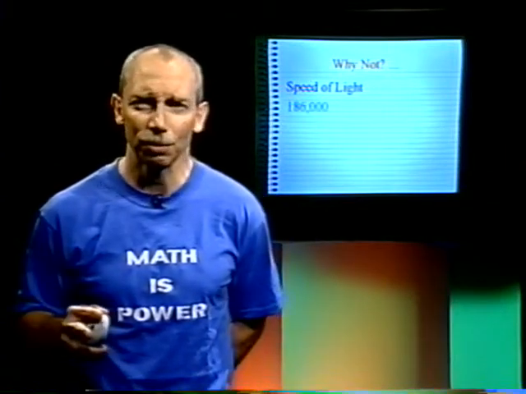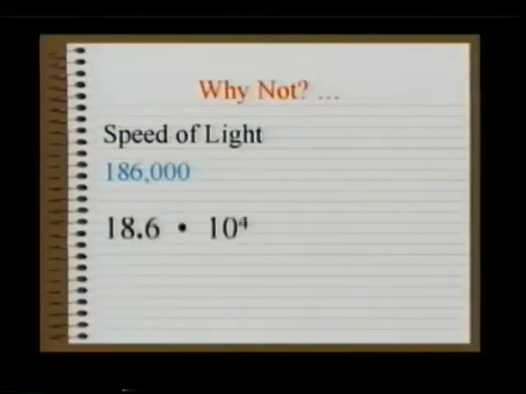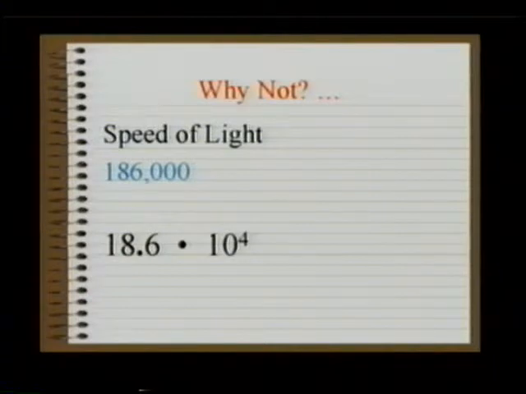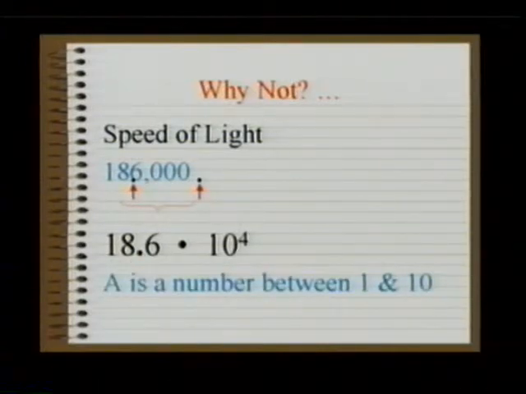Just in case you're confused, why not write the speed of light as 18.6 times 10 to the 4th? That's kind of like scientific notation. Oh, no, it's not. Because when you put the decimal right there, and son of a gun, it works. That is 4 places. But that does not have A being a number between 1 and 10. 18 is not between 1 and 10.